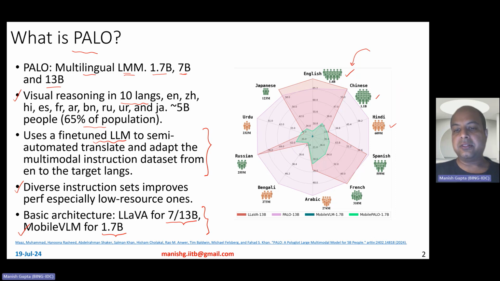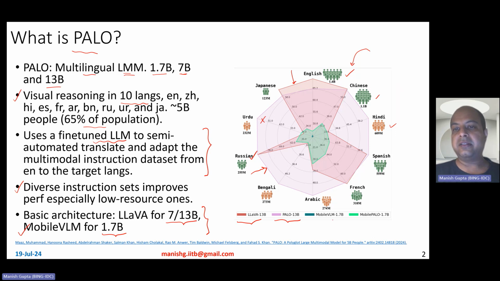The best accuracies are, of course, observed using PALO. This is the PALO 13 billion model. And second best is LLaVA 13 billion, which is this curve. Of course, it's good for Russian, but it's really bad for Urdu, and also really bad for Bengali. However, PALO is reasonably good in most languages. Of course, in some languages like Japanese and English, it's slightly worse compared to LLaVA, but broadly, it performs nicely across multiple languages.